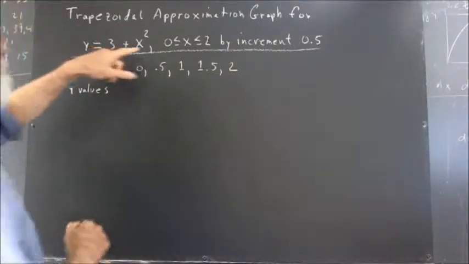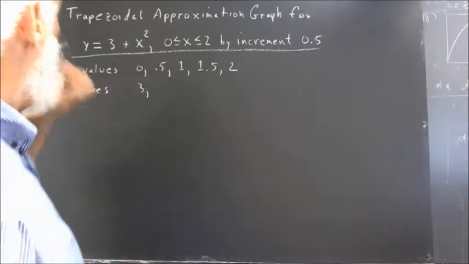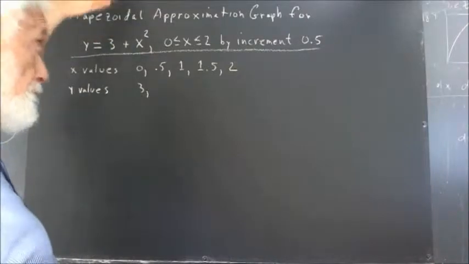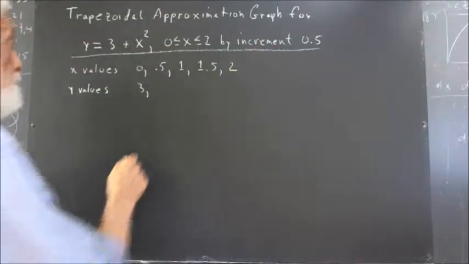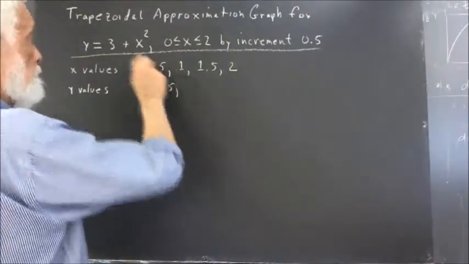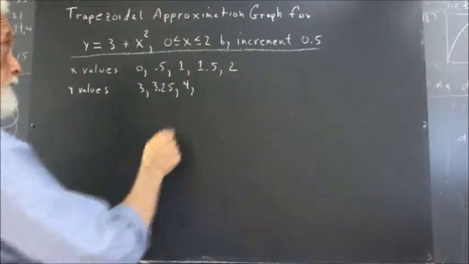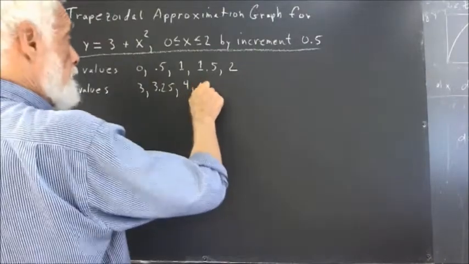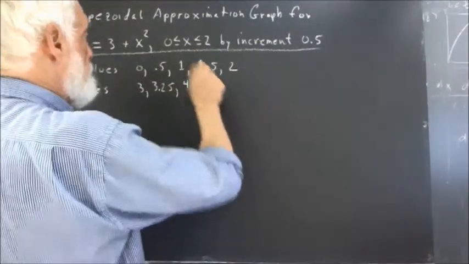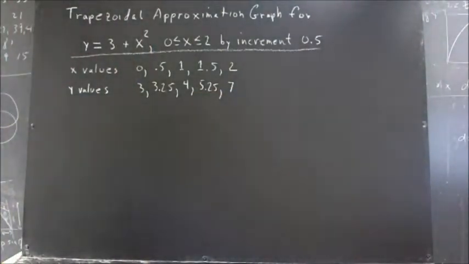Now, to get y values, we plug in these x values. When x is 0, y is obviously 3. When x is 0.5, 0.5 squared is 0.25, 1/2 squared is 1/4, so our y value will be 3.25. When x is 1, x squared is 1, so y is 4. The square of 1.5 is 2.25, added to 3 gives us 5.25, and 2 squared is 4, which added to 3 gives us 7. So, using these values, we can construct our trapezoidal approximation graph.